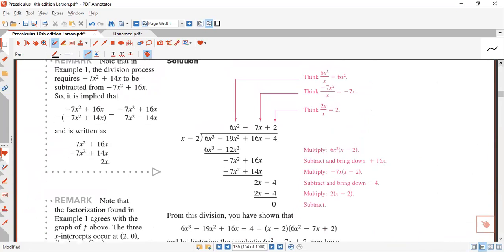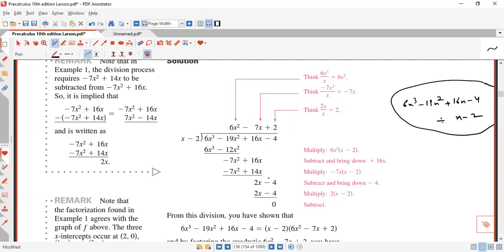So first of all, for example, we are dividing 6x cubed minus 19x squared plus 16x minus 4 by x minus 2. Clear? So our question is: 6x cubed minus 19x squared plus 16x minus 4 is divided by x minus 2. How can you divide? You have to get an idea from this example. I know most of you know this very well, but if anybody doesn't, you have to see clearly and conceptually how you can divide two polynomials.